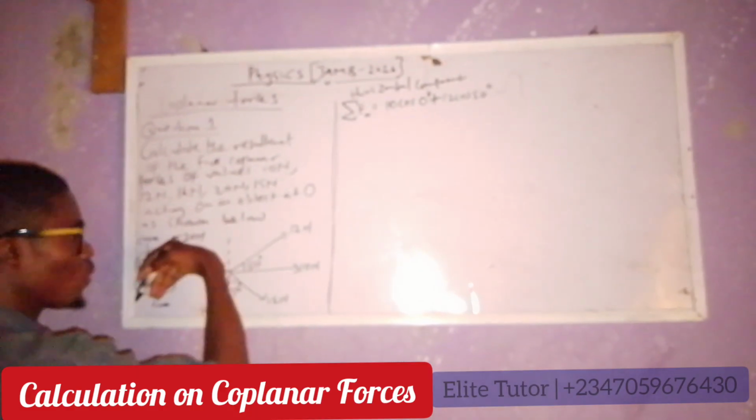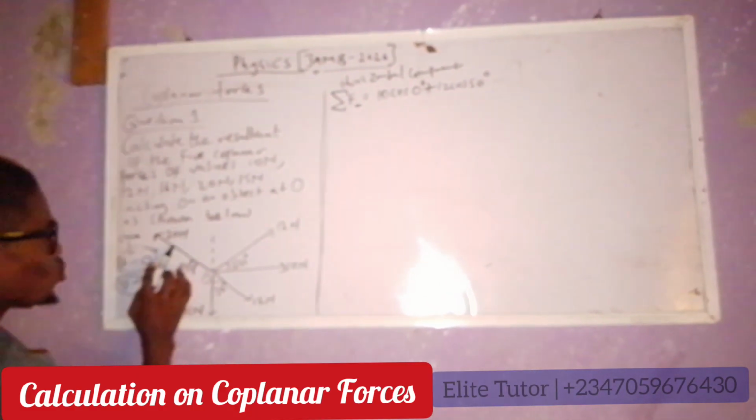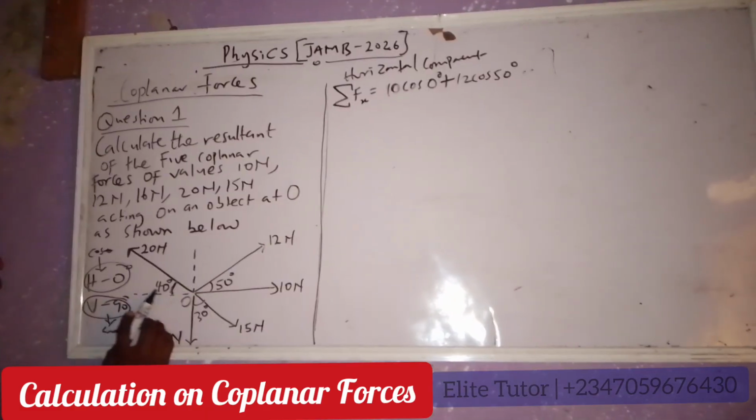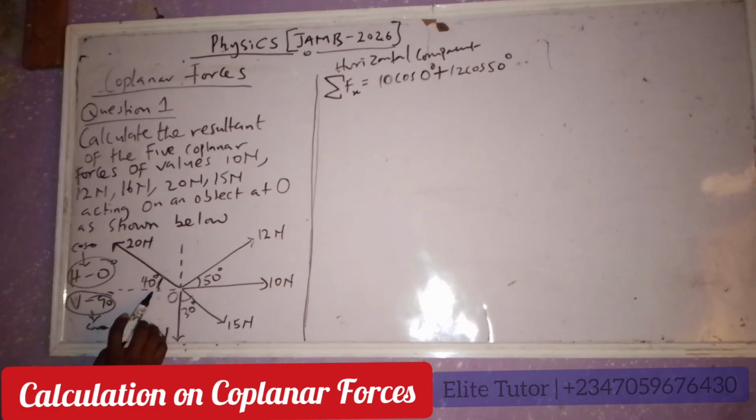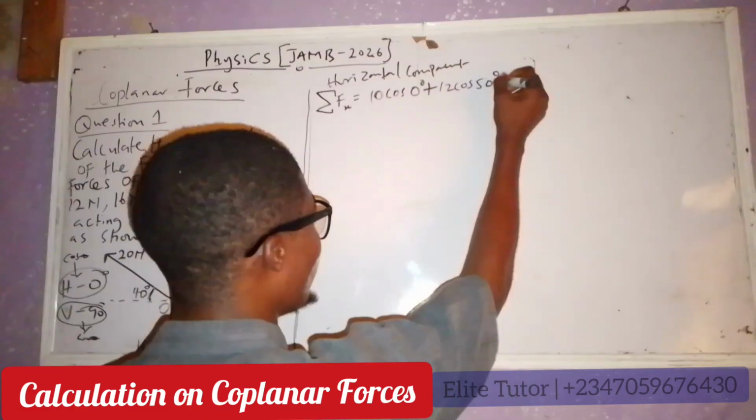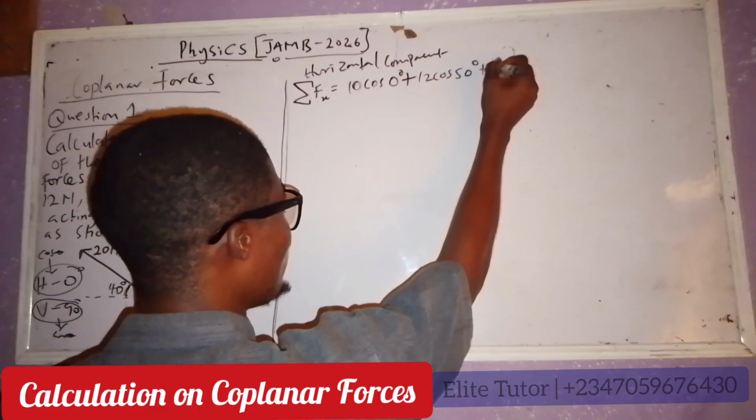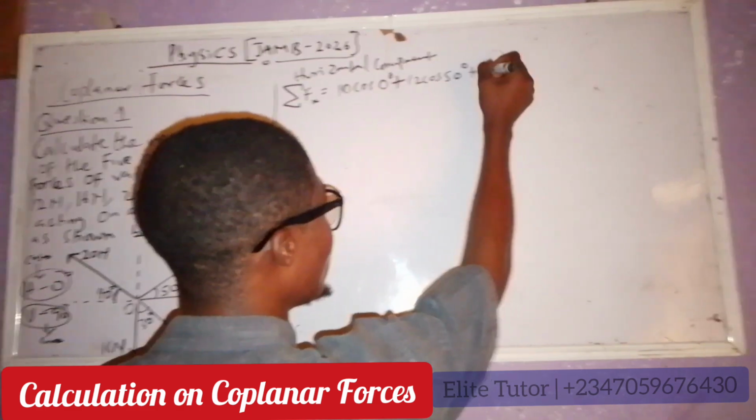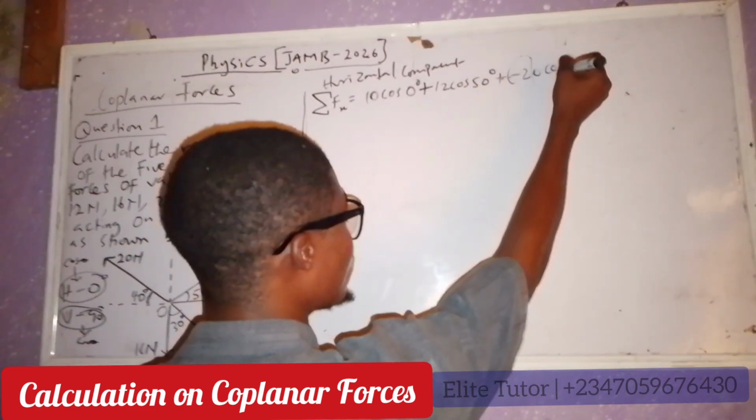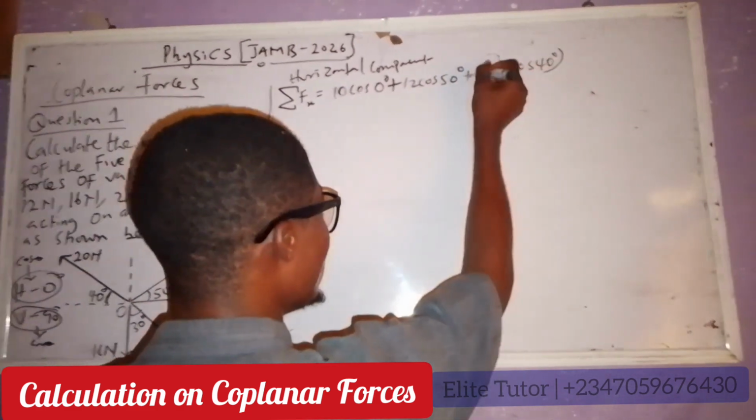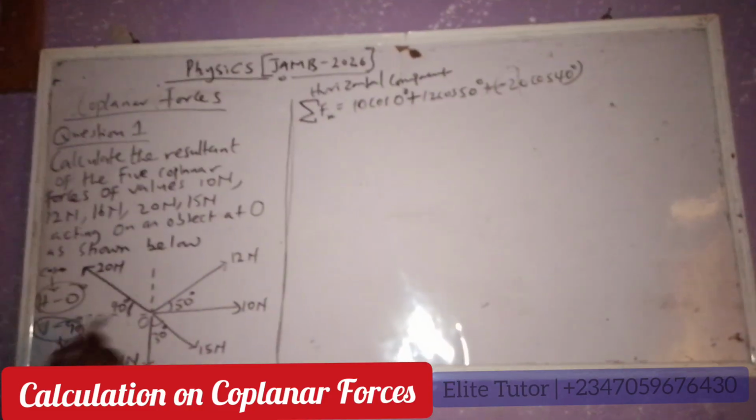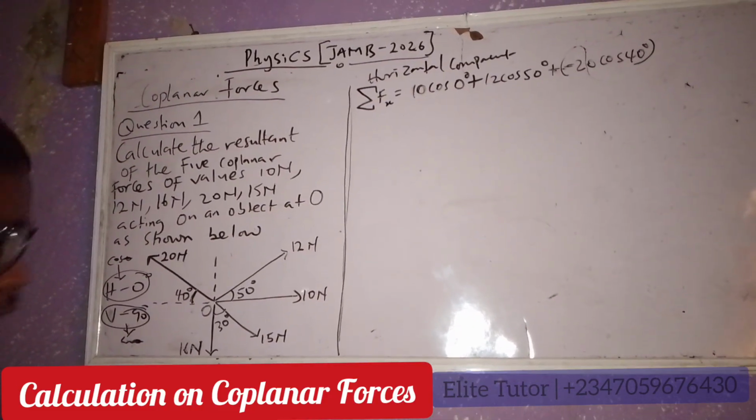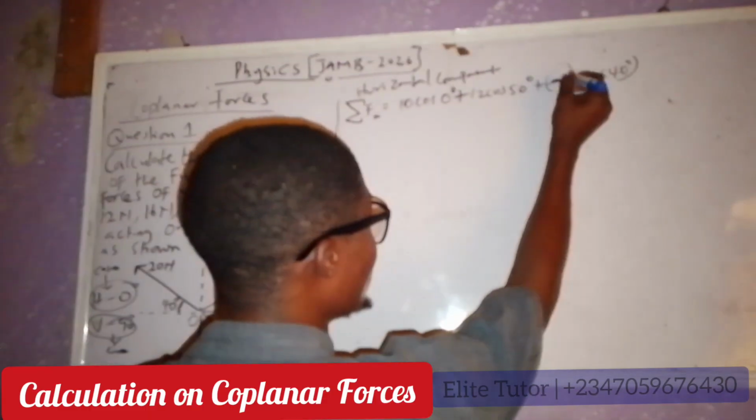We are going anti-clockwise. So here we are having 20 cos 40. But the horizontal here is negative, so it's going to be plus into bracket minus 20 cos 40 degrees. So it's having minus because the horizontal here is minus. Do you understand? So that is the reason why we are having minus here.